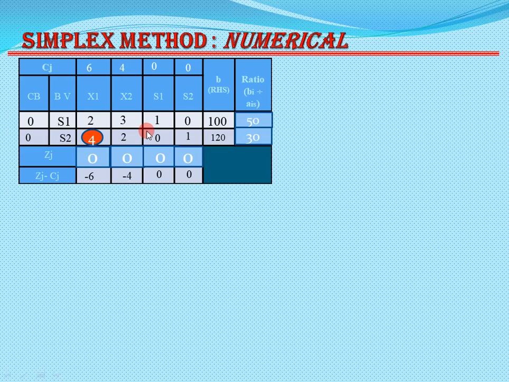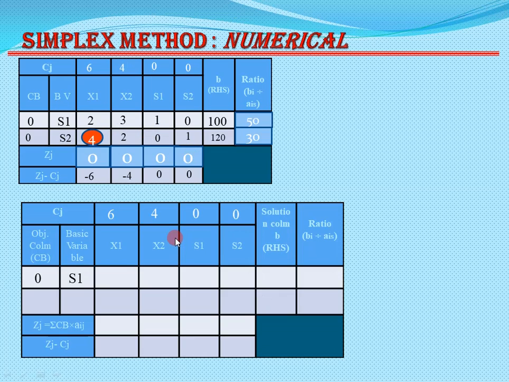So this is the table we already got. Now for the next table, the Cj row will be as it is. The basic variable S1 and its coefficient are as they are because it is not present in the key row. So the S2 variable, which is present in the key row, is going to leave, and the X1 variable, which is present in the key column, is going to enter. So in the basic variable column, in the second row we have to write X1 and its coefficient as 6, so we have to write 6 here in the objective column.